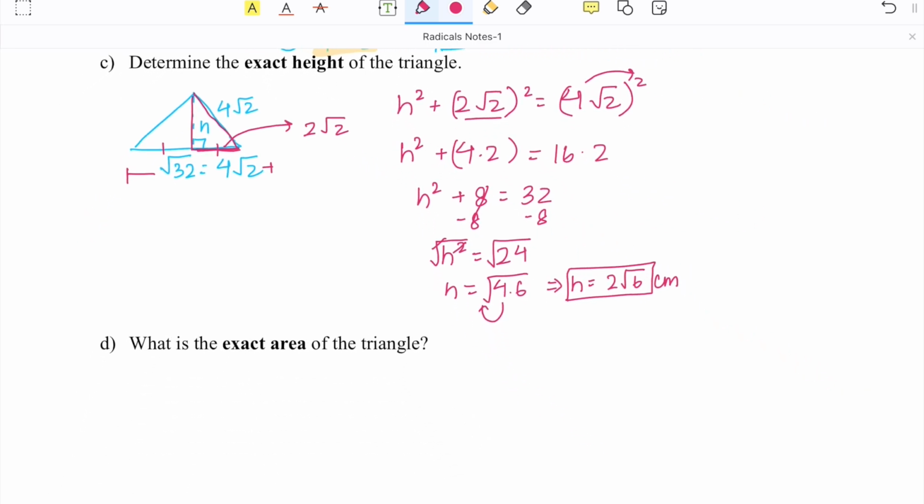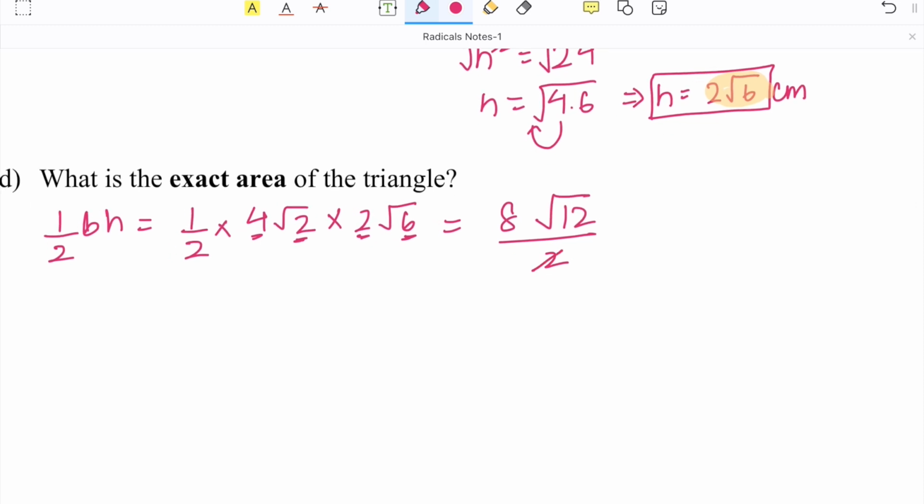Now they're asking us about the exact area of the triangle. So we know area of a triangle is half base times height, where your base, you already know, is 4 root 2, times your height, we just found that, is 2 root 6. So 4 times 2 is 8, root 2 times 6 is root 12, over 2. 2 and 8 can be simplified. 2 divided by 2 is 1, 8 divided by 2 is 4.